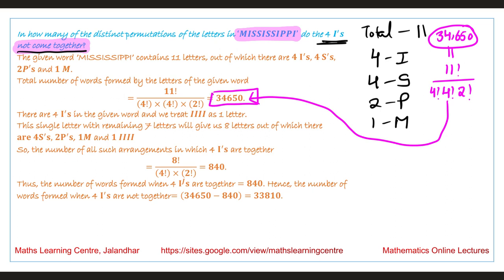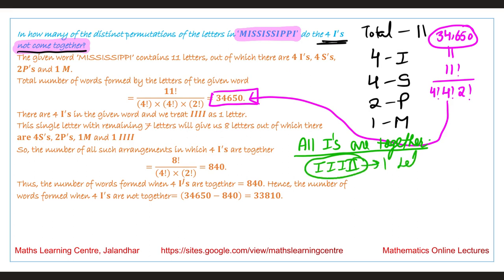Now we are talking about the case when all I's are together. We consider all 4 I's as one letter. So the number of letters now is 11 minus 4 plus 1, that is equal to 8.